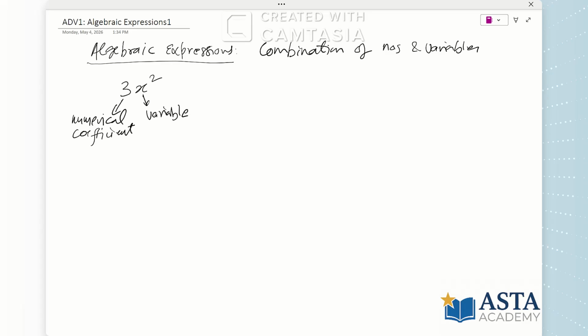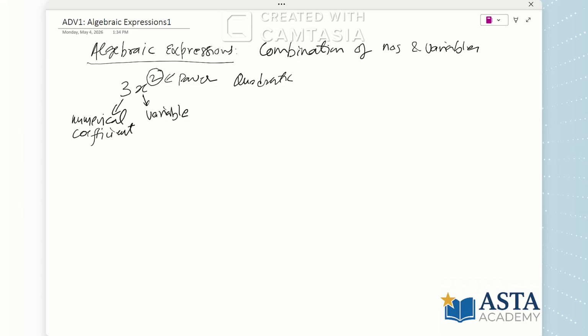The second main component is the variable, which can assume any value within the domain. It can go from 0 to infinity or minus infinity to 0 or whatever. And this guy here, which is sitting on top of x, is called the power of the algebraic expression. So this algebraic expression, 3x square, because the maximum power is 2, we say it is quadratic.